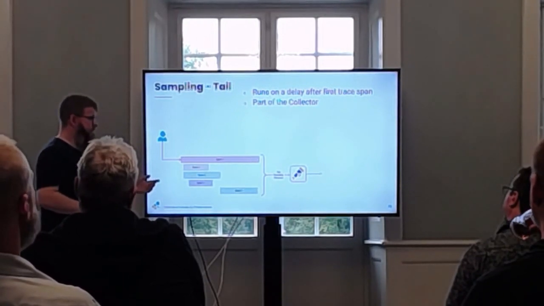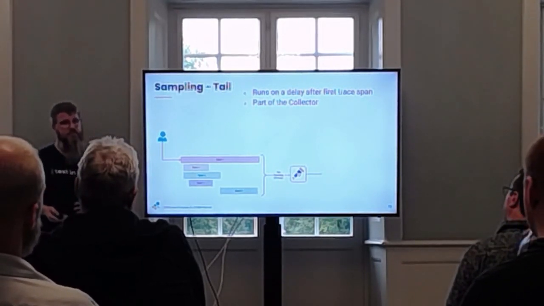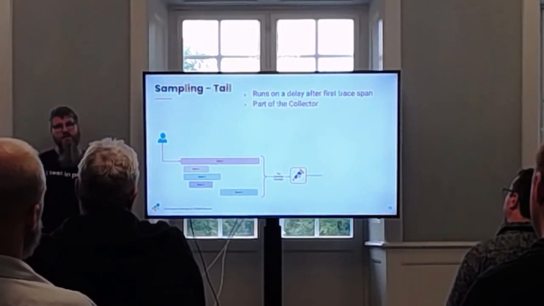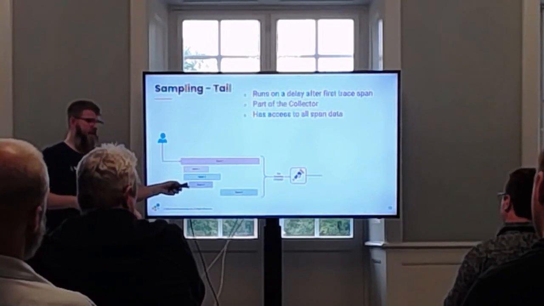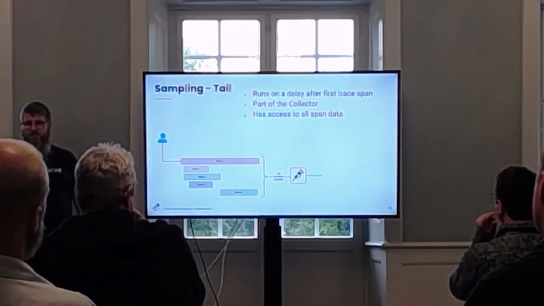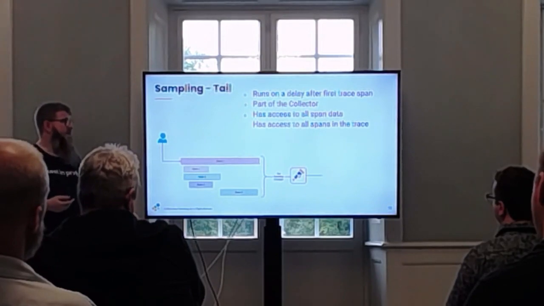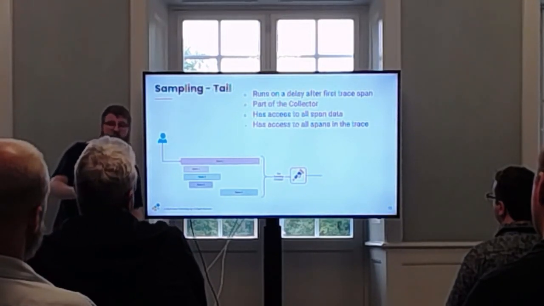It's generally run as something called the collector, which is a service that OpenTelemetry provide. But it has access to all the data. It has access to every attribute on every span that's part of this trace. It has access to all of the spans in the trace.